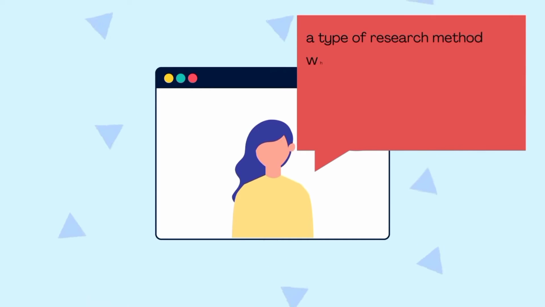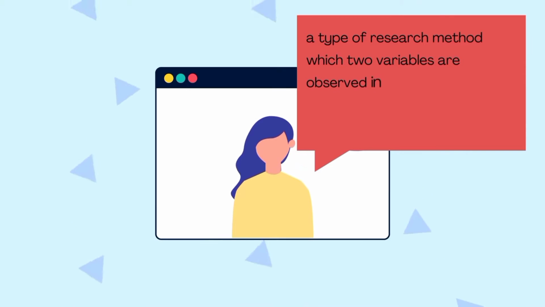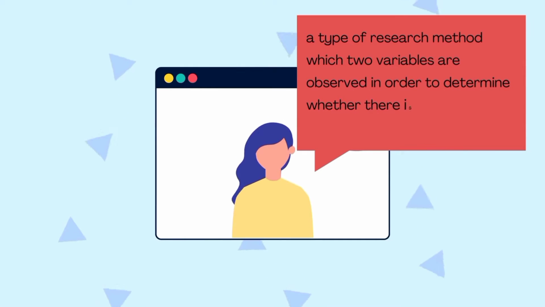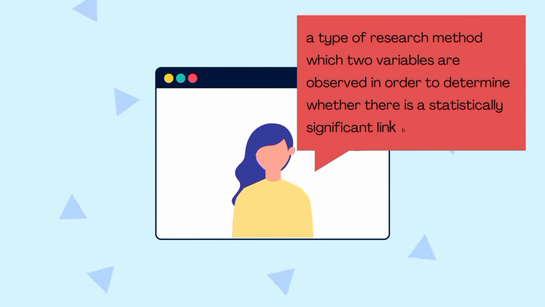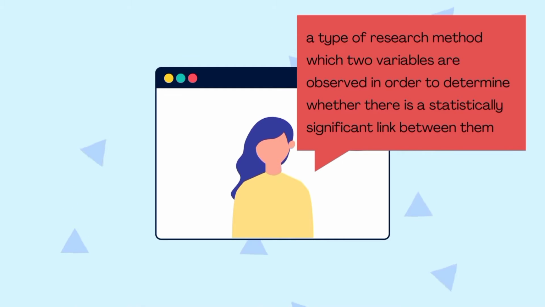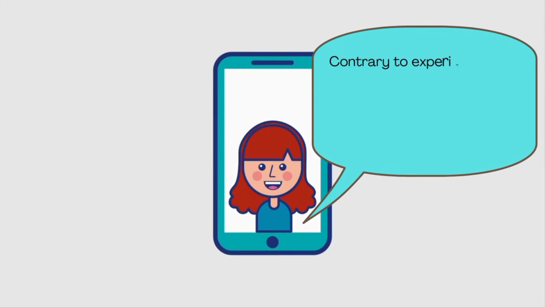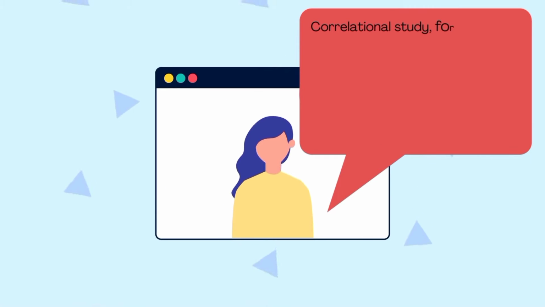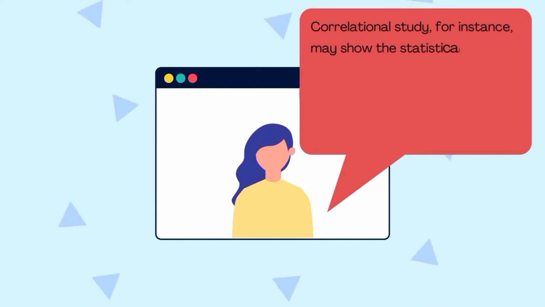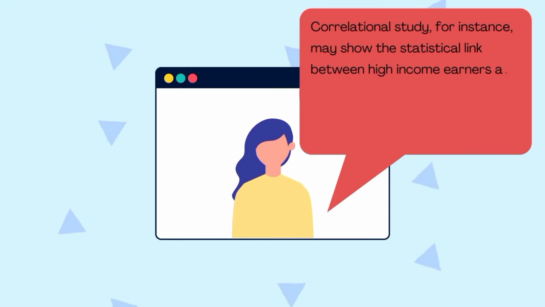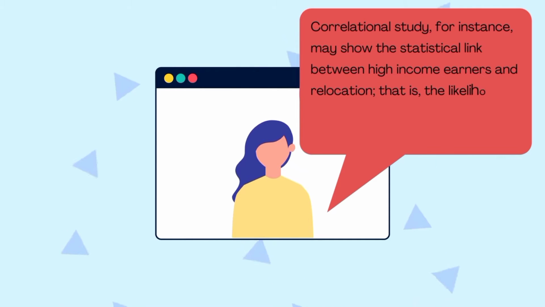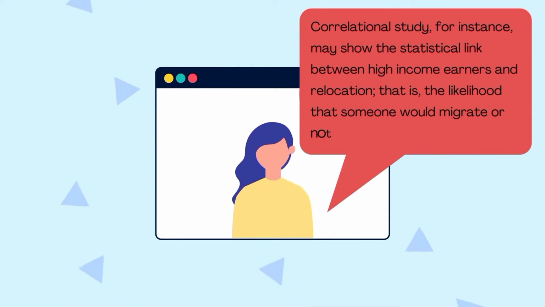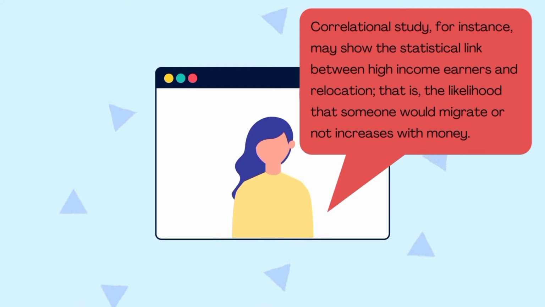Correlational research is a type of research method in which two variables are observed in order to determine whether there is a statistically significant link between them. Contrary to experimental research, which solely depends on scientific technique and hypothesis, this kind of study is descriptive. A correlational study, for instance, may show the statistical link between high-income earners and relocation. That is, the likelihood that someone would migrate or not increases with money.